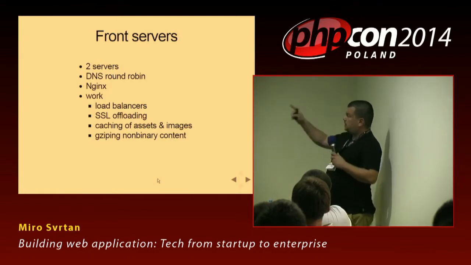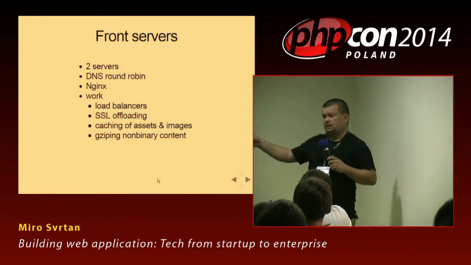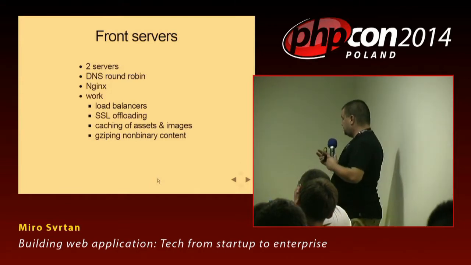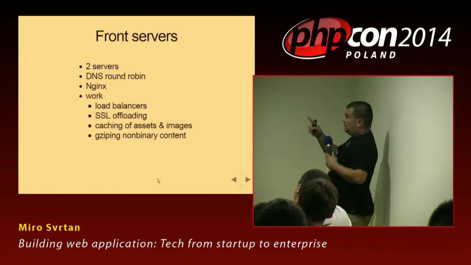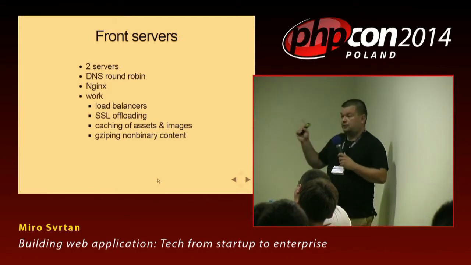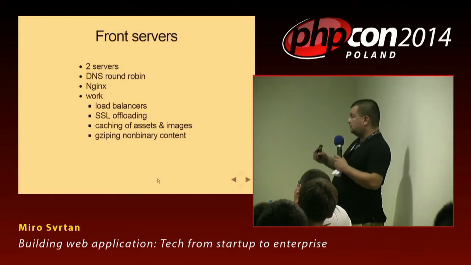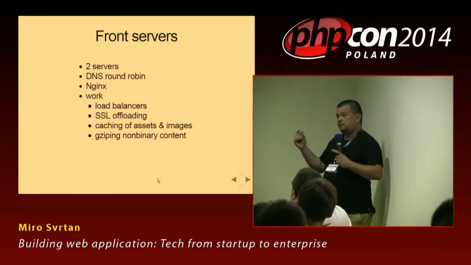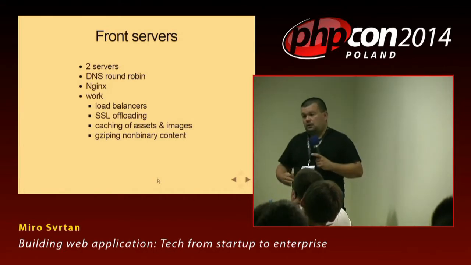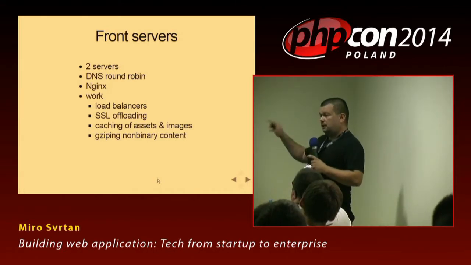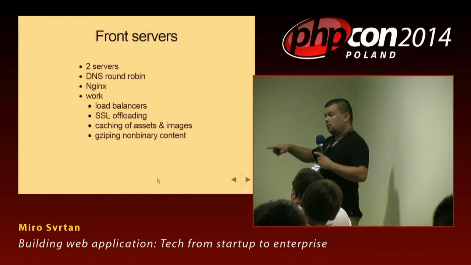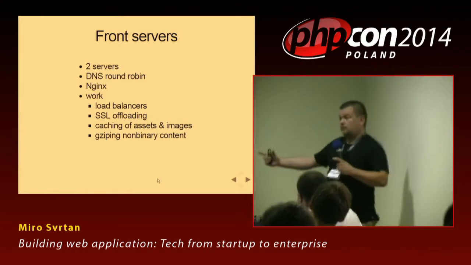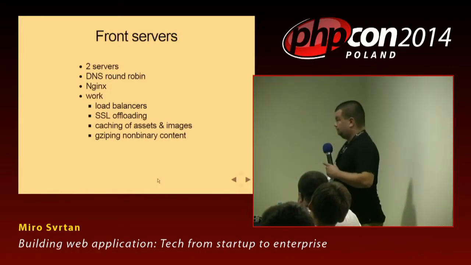It helps the caching of assets and images. When I'm saying assets, I'm talking about JavaScript, style sheets, and everything else. And it's also blazingly fast for zipping non-binary content. We actually had hardware in our servers to zip content that we were pushing out. We found out that Nginx in software mode is taking fewer resources than that hardware card on the motherboard.